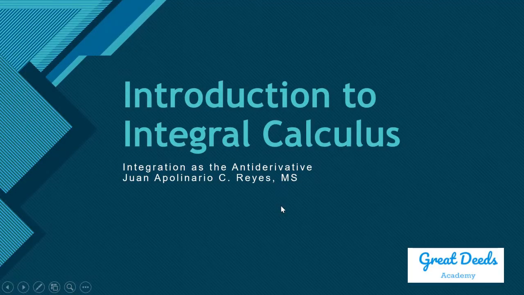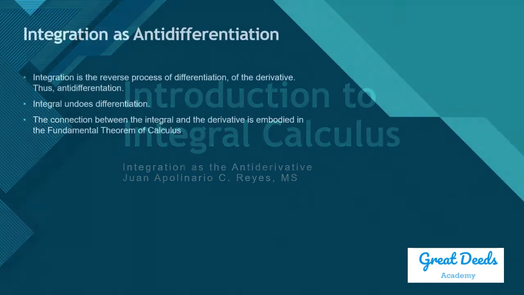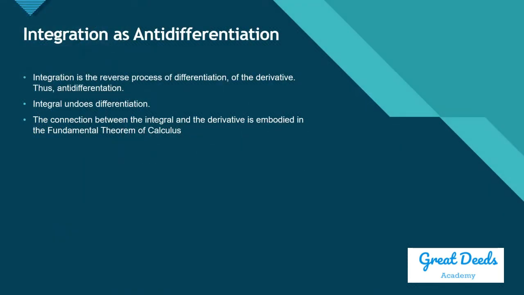We are still in the introduction to integral calculus. Last time I spoke about integral calculus as obtaining the area of a plane region. That is one way to look at integral calculus. But there is another way to look at it, and that is integral calculus as the antiderivative, or anti-differentiation.